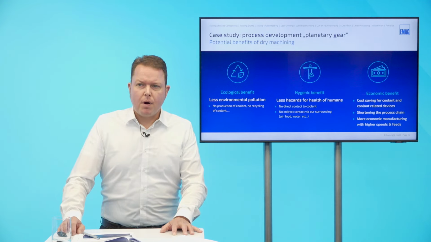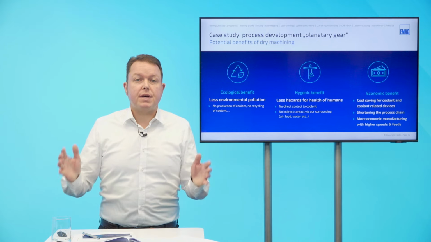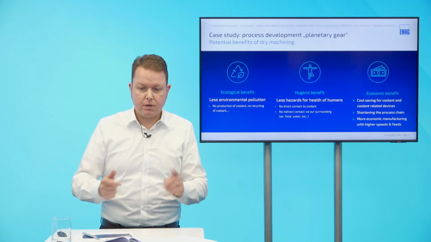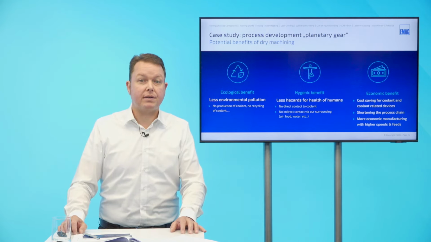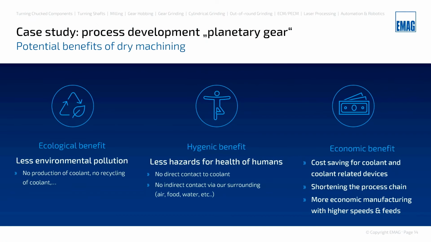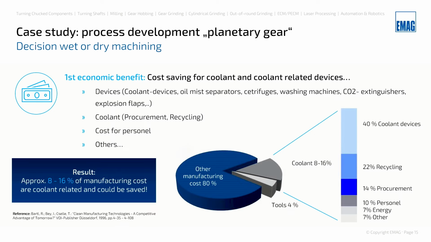Then the third and probably most important issue is the economic benefit. There is cost saving for coolant and coolant-related devices. There is shortening the process chain and more economic manufacturing with higher speeds and feeds. Let's dive a little bit deeper into these 3 points. The first economic benefit is cost saving for coolant and coolant-related devices.